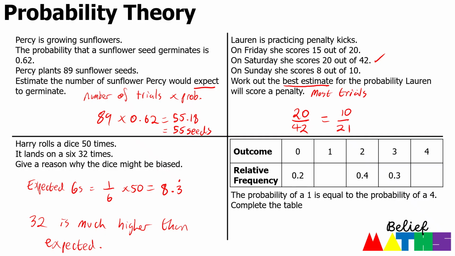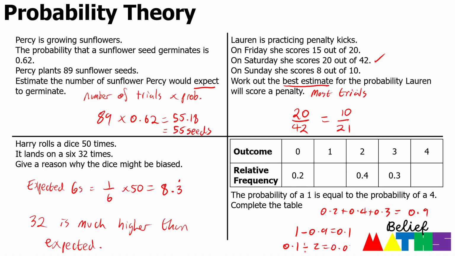Next one says outcome and relative frequency. And again, relative frequency just means the same thing as probability. It says the probability of a 1 is equal to the probability of a 4. Complete the table. Okay, well, we know that all the probabilities have to sum to give us 1. So if we add these together, 0.2 plus 0.4 plus 0.3, that gives us 0.9. And then if we divide the leftover by 2, so it's 1 minus 0.9 is 0.1, and 0.1 divided by 2 is 0.05.